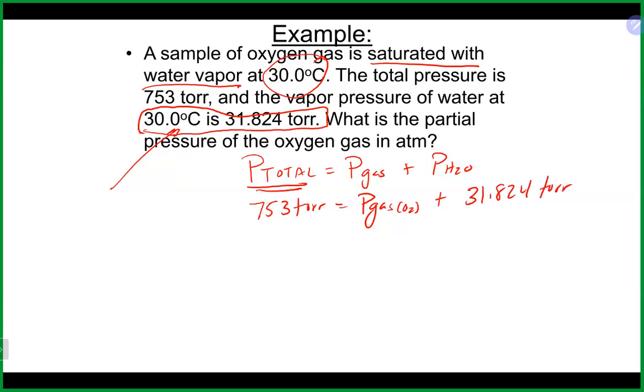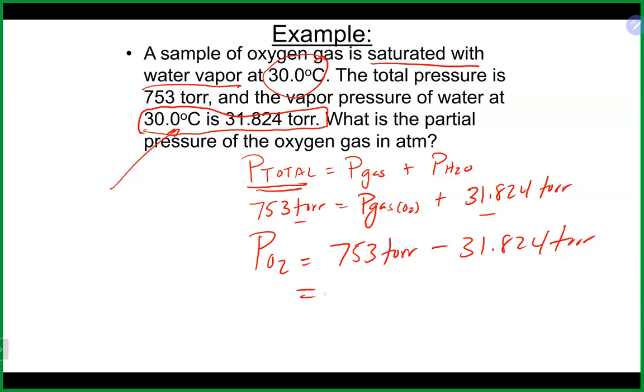31.824 torr. That means that the pressure of the oxygen gas in this case, we're going to subtract this to the other side, is 753 torr, which is our total pressure, minus the vapor pressure of water. If we do that, we will end up with 753 minus 31.824, which gets us 721 torr in this case. That would be the pressure of just the oxygen gas itself in this mixture, and that is, again, what you're probably interested in if you did this experiment. You're not really interested in the water part of it.